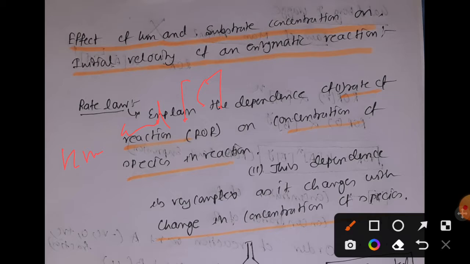Here we will talk about the effect of Km and the substrate concentration on the initial velocity of an enzymatic reaction. There are various conditions that we will consider, and these conditions are very important for you to understand, because there are various mathematical problems that we will do in our upcoming videos based on these conditions.